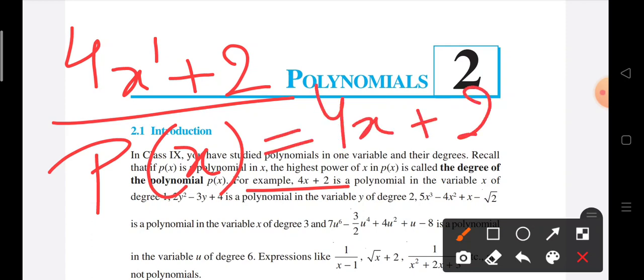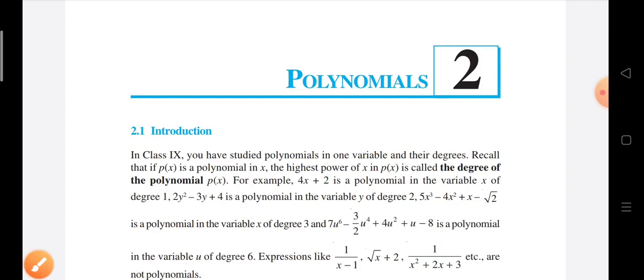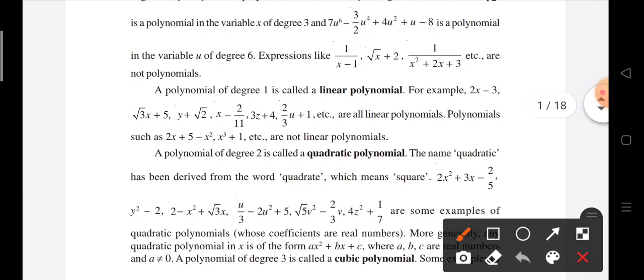Now why am I calling the degree 1? I am calling the degree 1 because the maximum power of the variable in a polynomial is known as the degree of that polynomial. Here you can see that the highest power, or the maximum power, of the variable x in the polynomial p(x) is known as the degree of the polynomial. Clear? Now we will discuss linear polynomials, quadratic polynomials and cubic polynomials. Linear means degree 1, quadratic means degree 2 and cubic means degree 3.